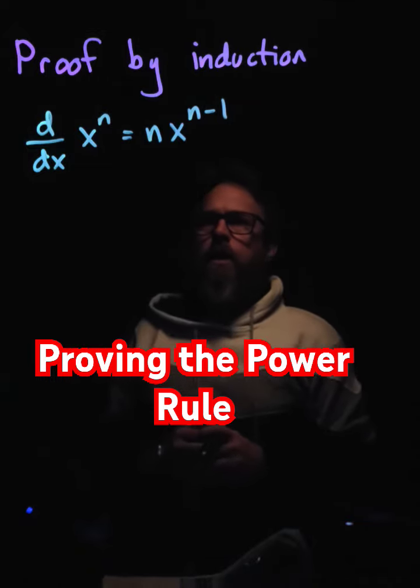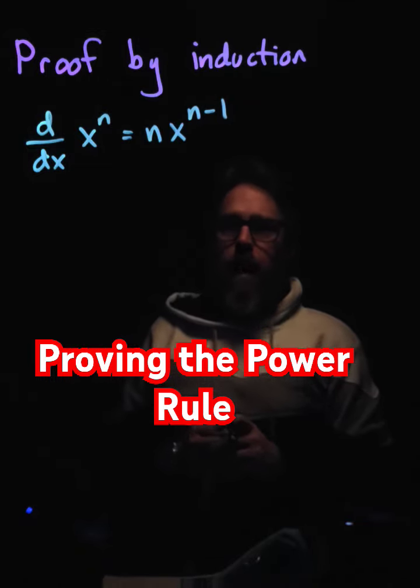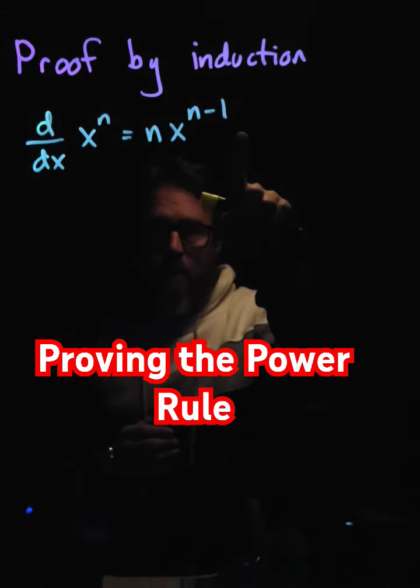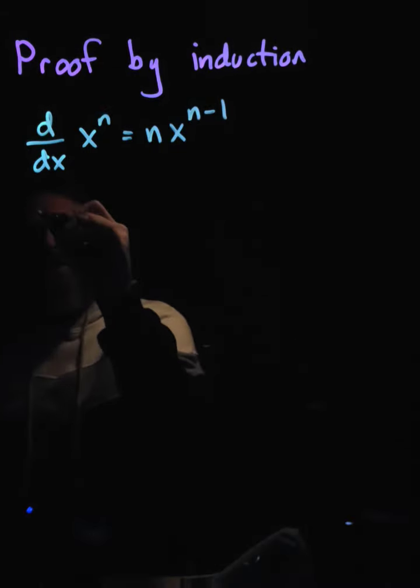Today I want to do proof by induction for the derivative of x to the nth power, which is the power rule. So we know that its derivative is going to be n times x to the n minus 1. Now with induction we have to do the base case.